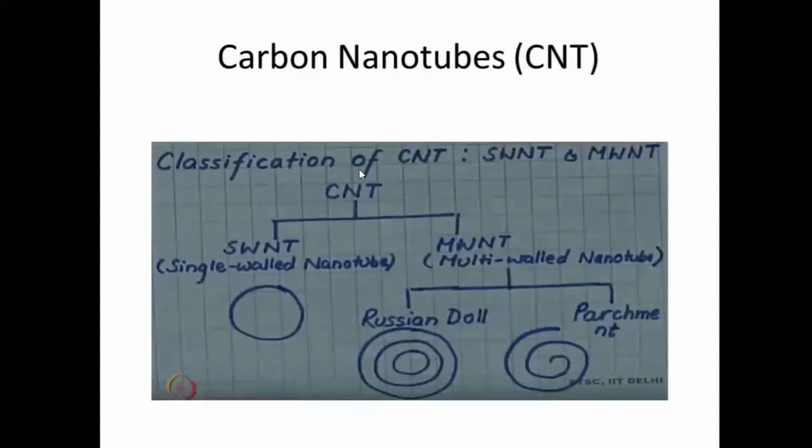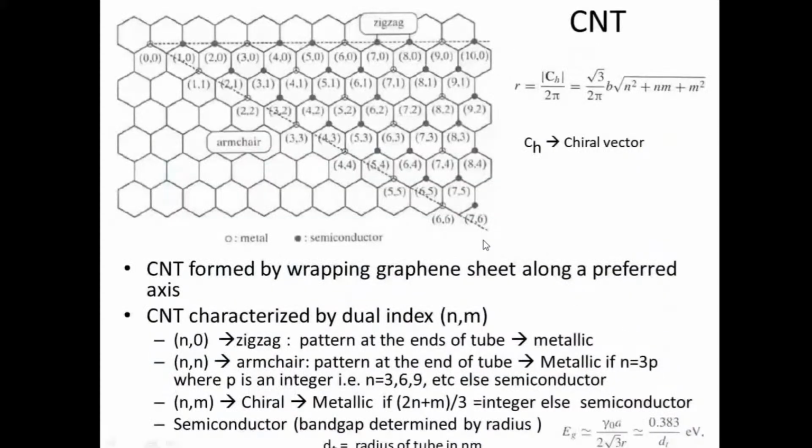The carbon nanotube is nothing else but a rolled up sheet of graphene, and they can be classified into two categories: the single-walled nanotube and the multi-walled nanotube. The multi-walled nanotubes can be further classified as the Russian doll and the parchment types. A CNT is formed by wrapping a graphene sheet along a preferred axis, which is characterized by an index (n, m). If this (n, m) has a value of (n, 0) as shown here on this axis, what we get is a zigzag pattern at the end of the carbon tube. This is the pattern at the end of the carbon tube. And this type of carbon tube is metallic in nature.